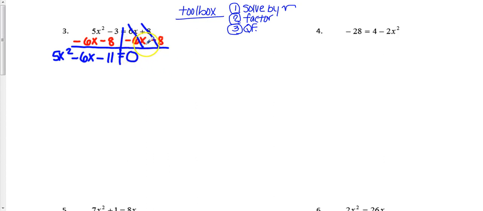If you didn't like doing this at the same time, you could have done one at a time. Subtracted 6x, get the result, then subtract 8, get the result. We should still match right here.